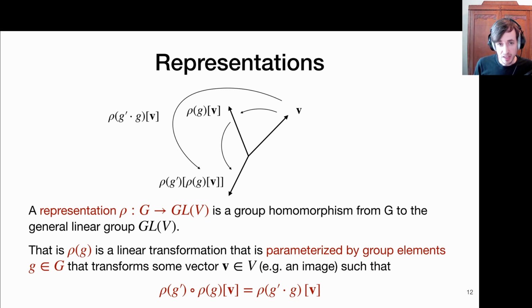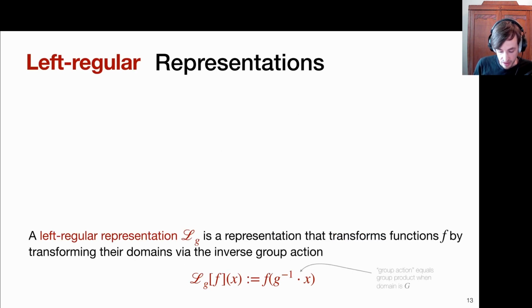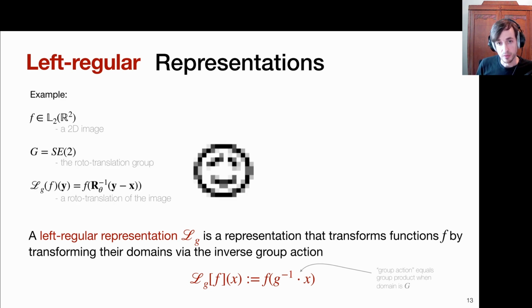And this essentially means that we can transfer this group structure to other types of objects. So we're not limited to applying the group product to the group elements, but now we can also stick to this group structure by letting the group transform other types of objects, such as vectors or images. And when we are transforming images, we're going to talk about what we call the left regular representation, denoted with this L, parameterized by a G. So it is a representation that transforms functions by transforming their domain by the inverse group action.